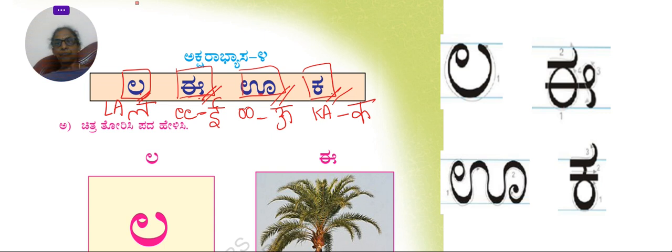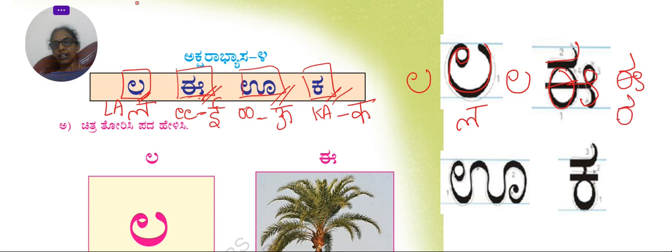So let's see how to write. La is very simple. You just do this. Like this. This is La. Next is E. First write like how we wrote Ra, and then in the center draw a line and write like an English alphabet S. So first write Ra, then in the center put a line and then write an S. So this is E.